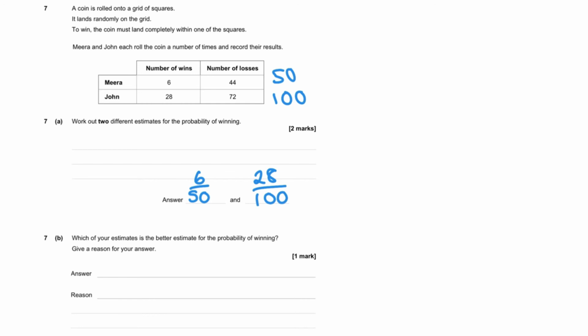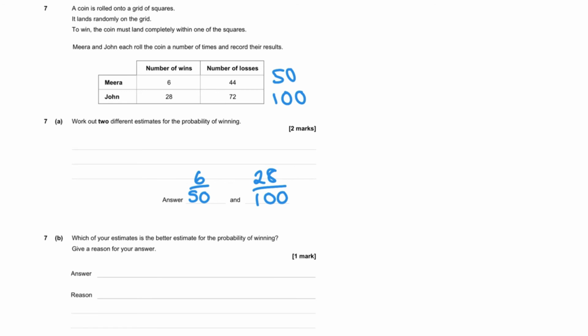Now this is one of these questions where the examiner's mark scheme will say, give a point for a good reason given. But with probability in general, the more attempts in a game or the more throws you've tried, the more accurate the probability will be. So the best answer that you can give here is 28 out of 100 is a better estimate because there've been more attempts at the game, so the probability will be more accurate than the other one.